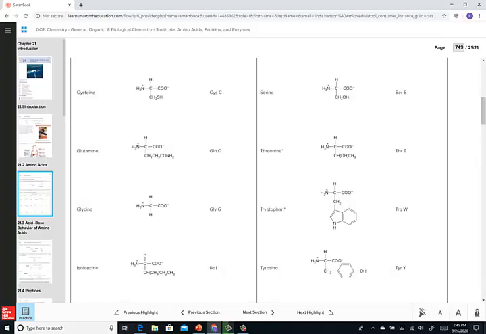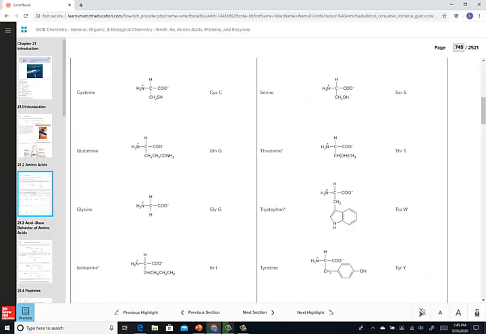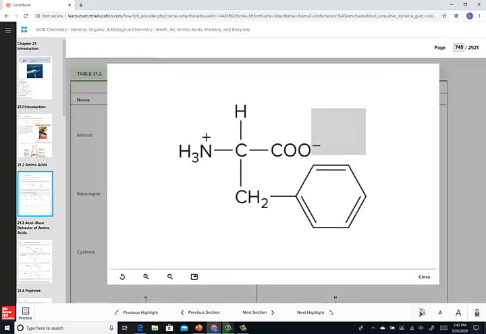What about the next one? GLY. Well, GLY, we're learning, stands for glycine. And you can see that its functional group is simply an H. It is the only achiral amino acid. And of course, the last one is PHE. Remember what it stands for? Phenylalanine. Phenylalanine has a CH2 with an aromatic ring for its functional group R. Those have to be memorized to have success in this part of our section.